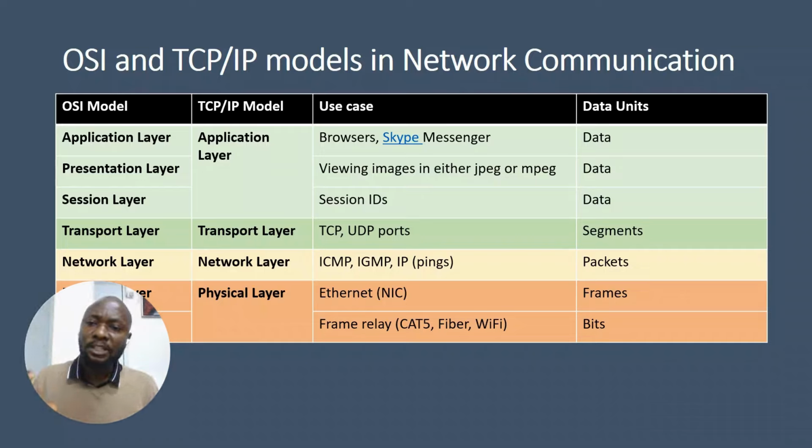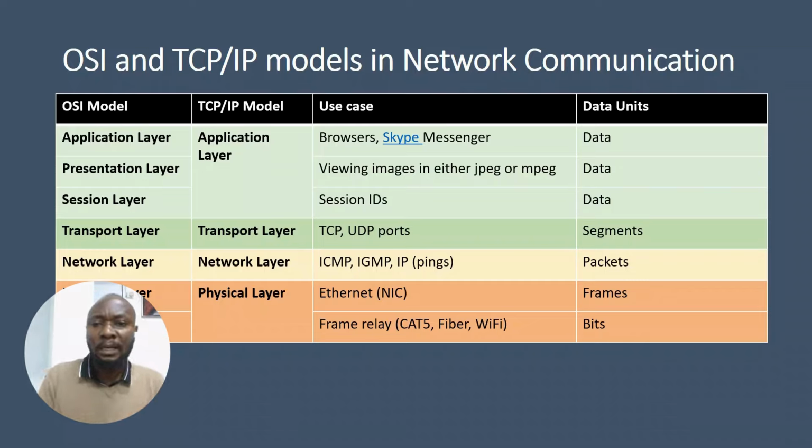So the application, presentation, and session layers of the OSI model are combined into one layer in TCP/IP, which is the application layer. Then we have the transport layer, the network layer, and then the data link and physical layers of the OSI model, which together form the physical layer. Remember, the TCP/IP model is older than the OSI, so what was happening in the TCP/IP model was further broken down to extend into 7 layers.